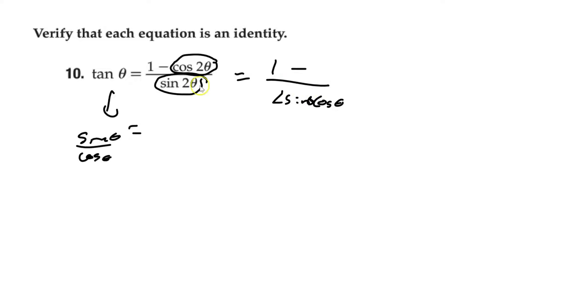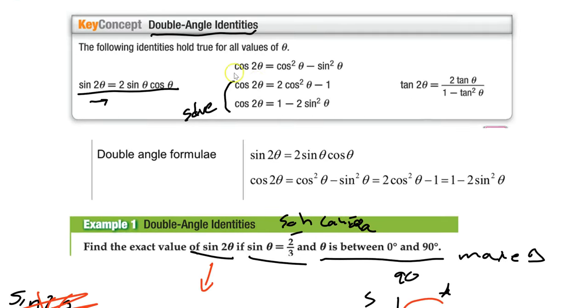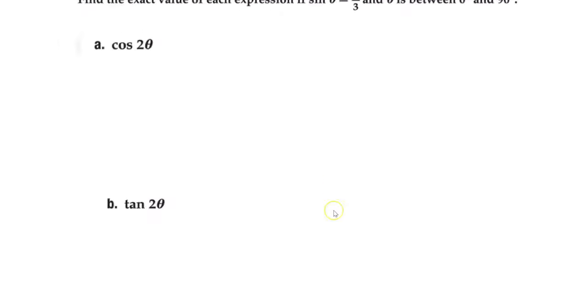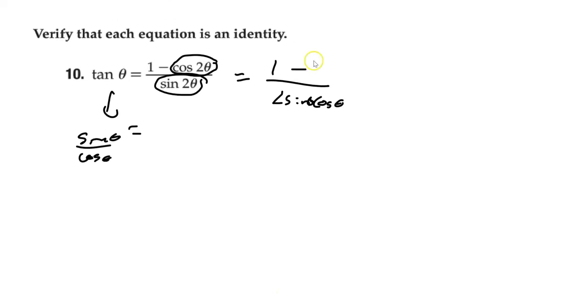So which cosine 2 theta am I going to use? I'm going to use the one that has sine in it only. I'm going to try to see if that simplifies. I'm going to use this one right here, 1 minus 2 sine squared theta. See if that works anything out there. So don't forget parentheses. 1 minus 2 sine squared theta, like that. Okay, let's simplify it a little bit.